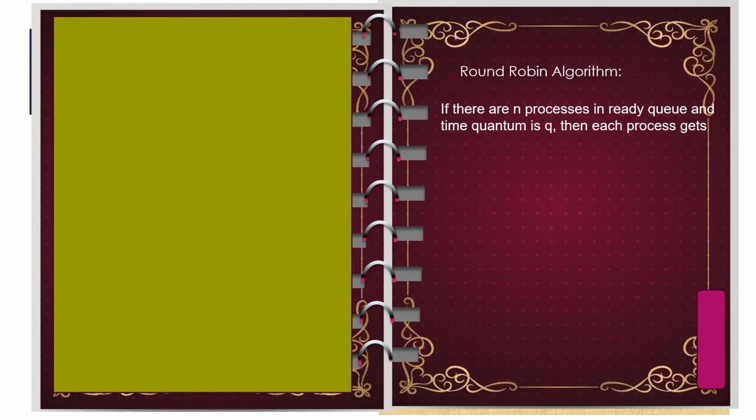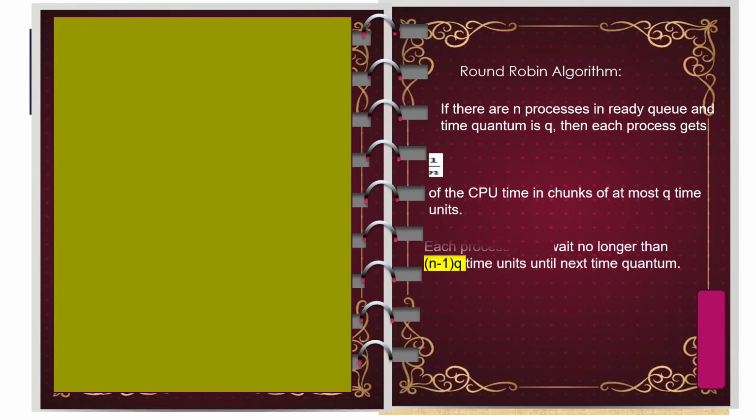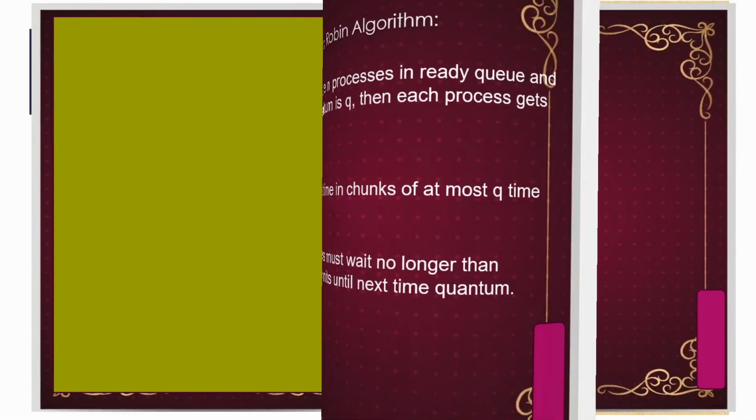In the round-robin algorithm, if there are n processes in the ready queue and the time quantum is q, then each process gets 1/n of the CPU time in chunks of at most q time units. And each process must wait no longer than which time? (n minus 1) times q time units until the next time quantum.